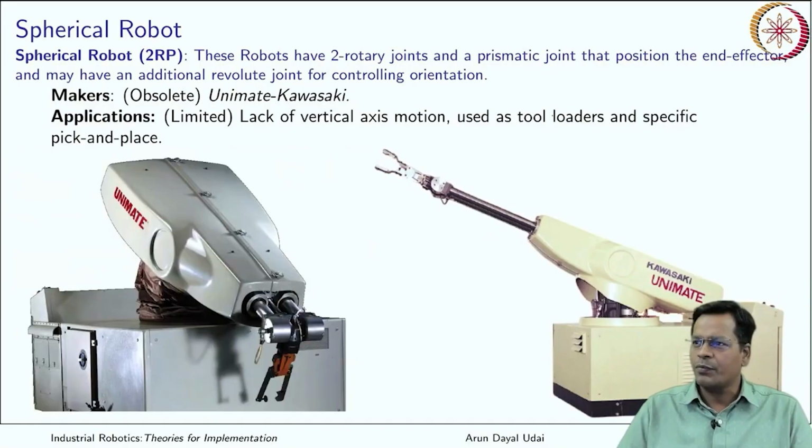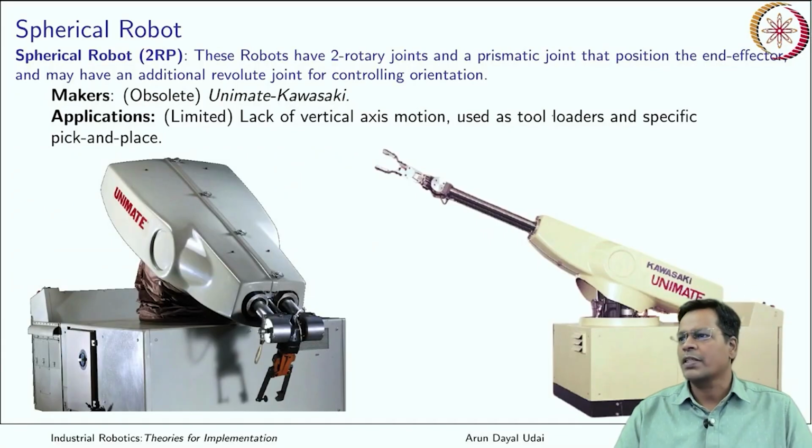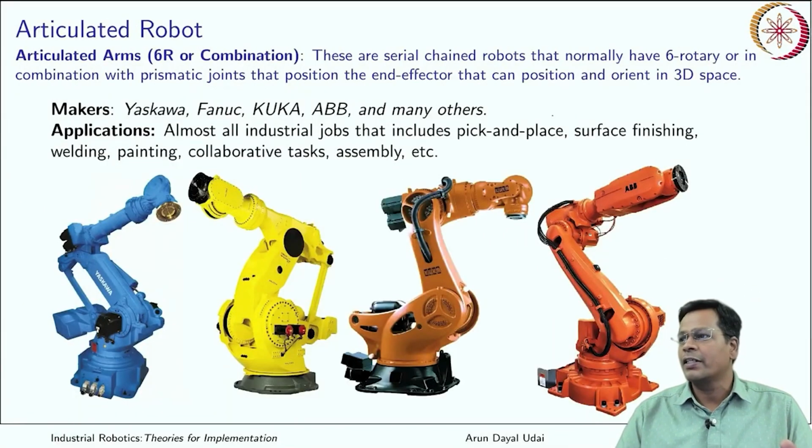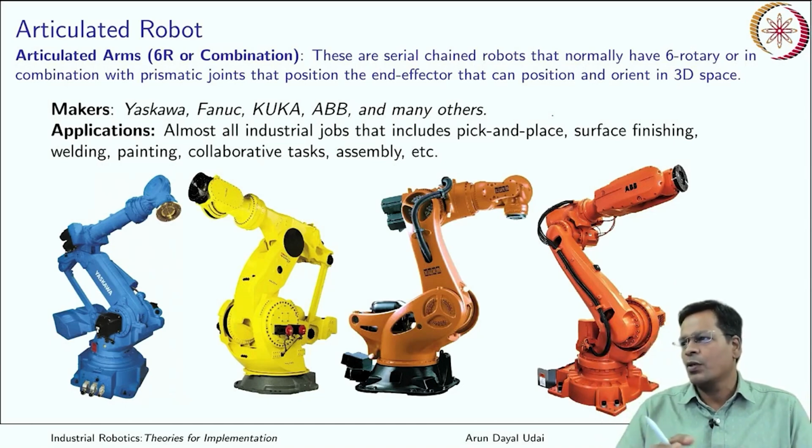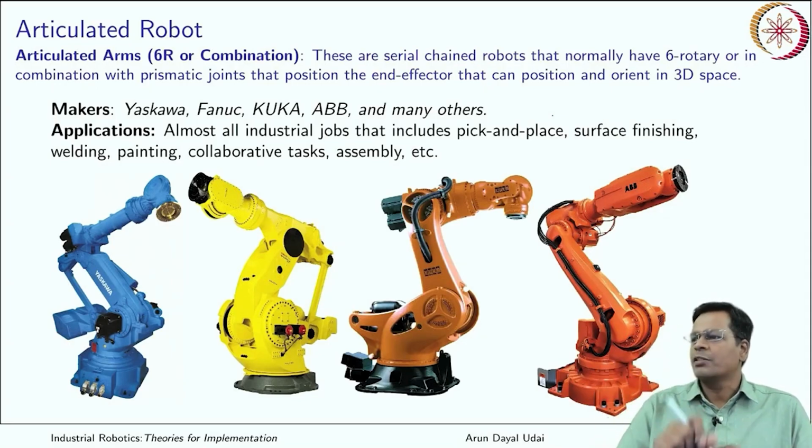So these are a few robots of its kind. And finally the articulated arm robot, 6R, 6 revolute joints, or in combination with prismatic joints. So you can have revolute, prismatic, revolute, but most of the time in industry I have seen all revolute jointed robots. These are serial chained robots and normally have 6 rotary joints, or a combination with prismatic joints, that can position the end effector as well as orient it in space.